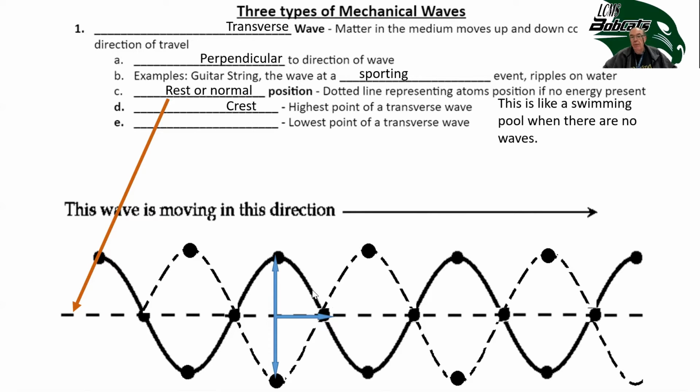Okay. There's different parts to the wave, and the crest is the highest point of the wave, so it would be here. And the lowest point of the wave is called the trough, and it would be down here. So as this particle moves up and down, it's at the crest, and then it moves down and it's part of the trough.